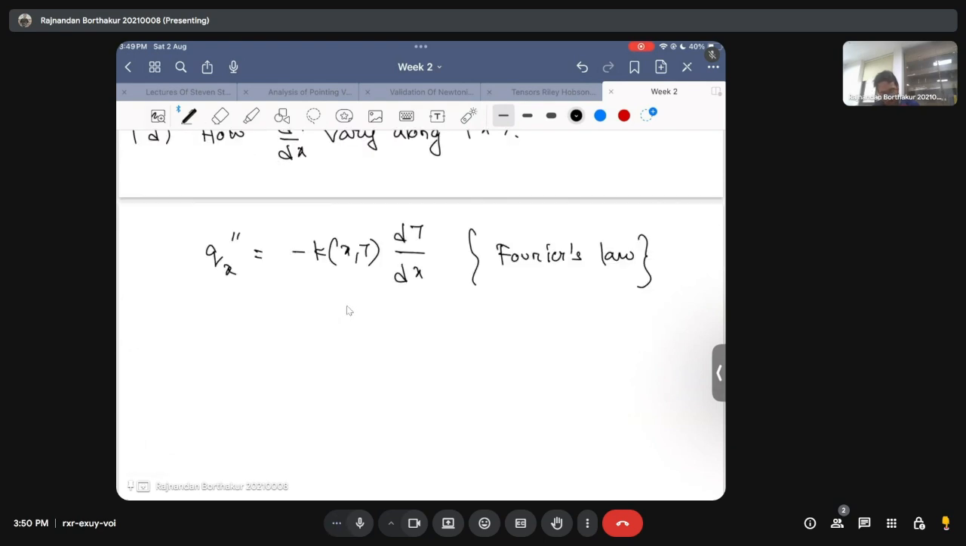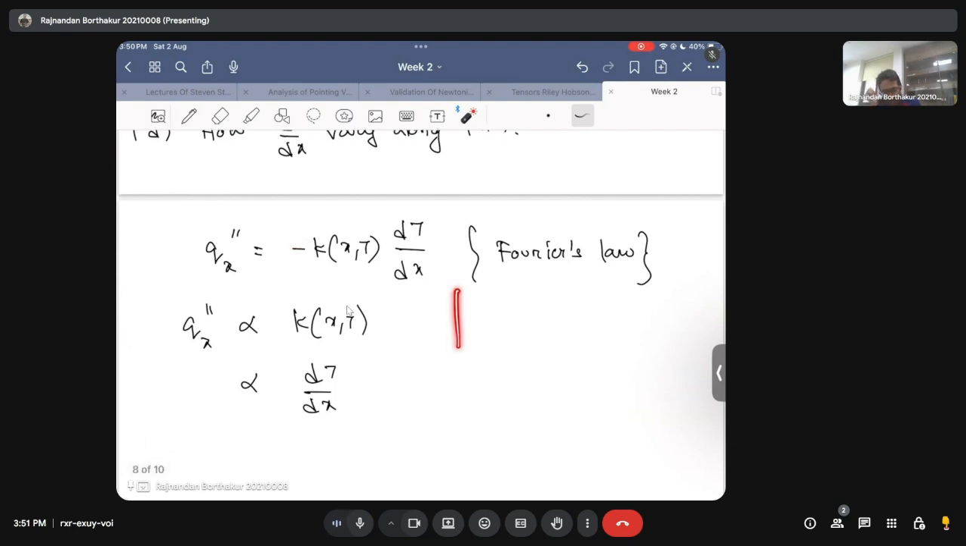All right. So now what you can say is that your heat flux is proportional to k, which is the thermal conductivity. In general, this is a function of x and t, and it is also proportional to dT/dx. Now of course this minus sign comes because this is an important thing. I hope this has been discussed in the theory classes, why this minus sign comes.